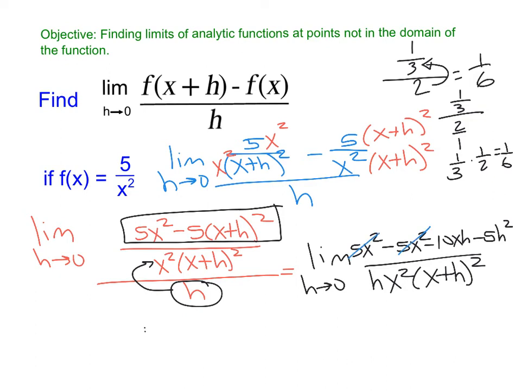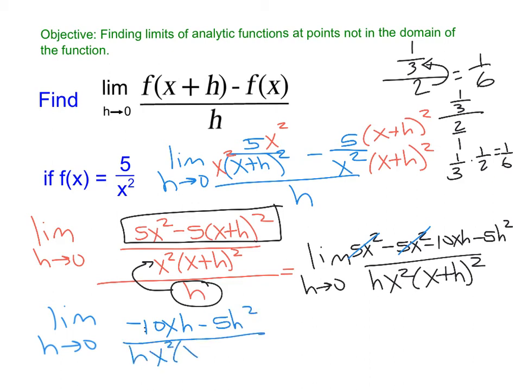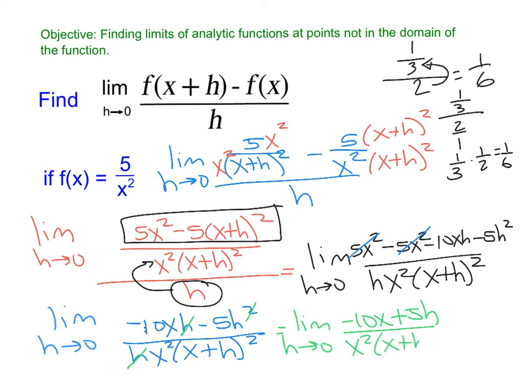So those two cancel. So we're left with the limit as h approaches 0 of negative 10xh minus 5h squared, all over h x squared (x plus h) squared. We still get 0 over 0. Again, just like in that last one, now we're going to divide out the h. So this h cancels out with this h, and we get the limit as h approaches 0 of negative 10x plus 5h, all over x squared (x plus h) squared. And now we can plug in.